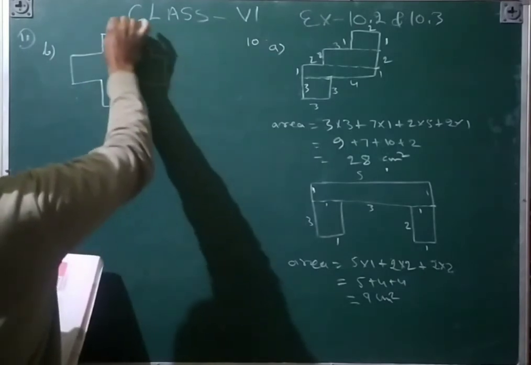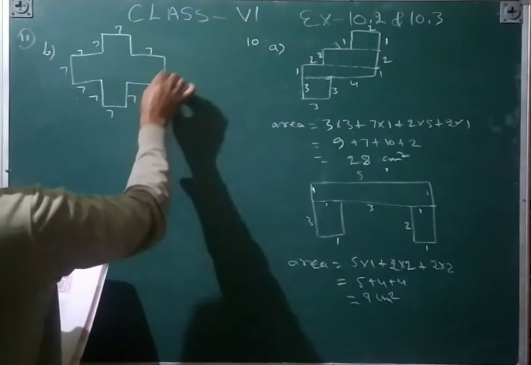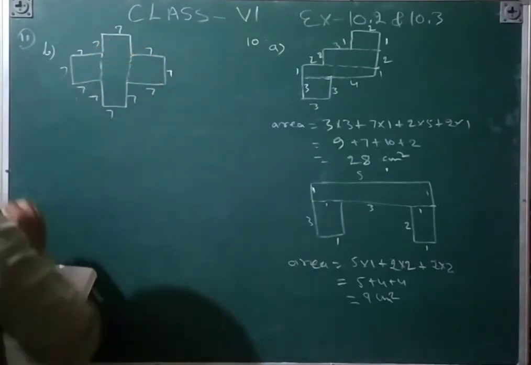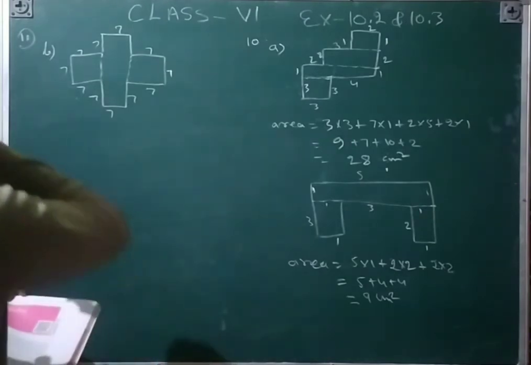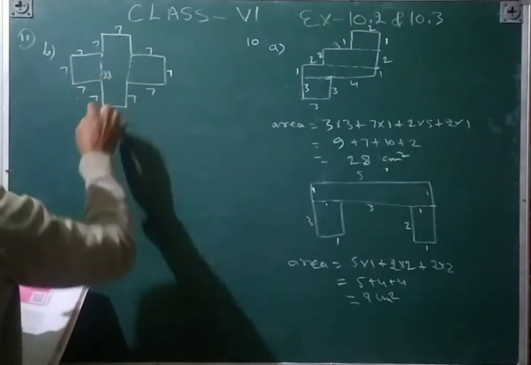Every side is given 7. So you will join this one. Okay, so this will be 7, 7, 21. That will be 21 from here to here.